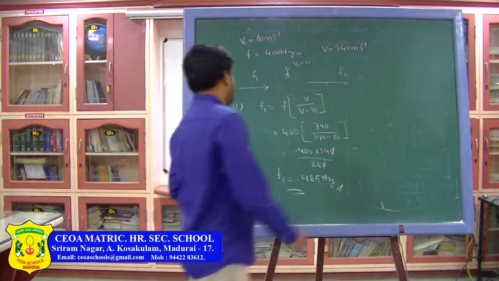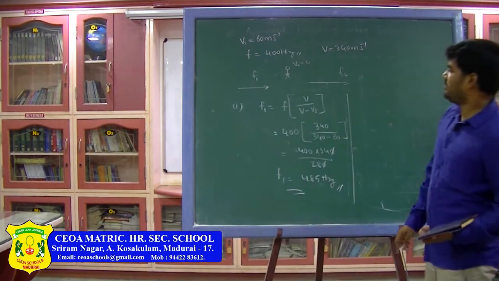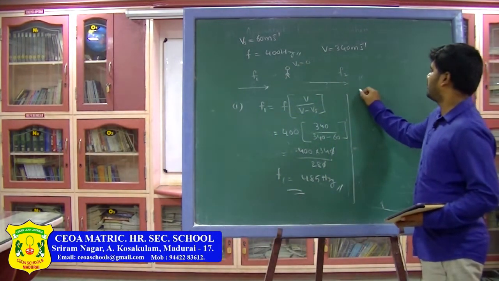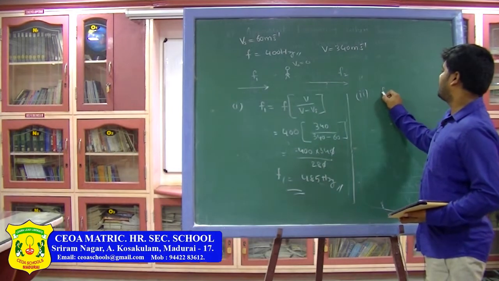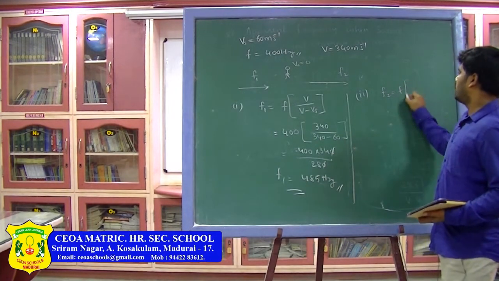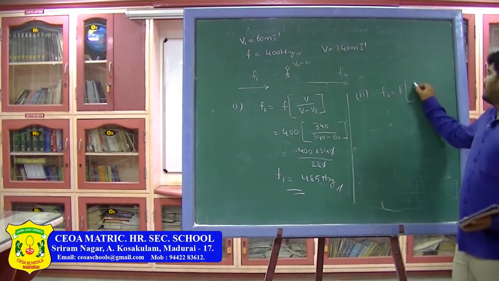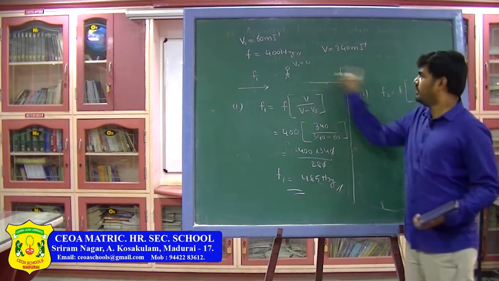That is the first problem. Now the second problem is the apparent frequency when the source is moving away from the observer, that is frequency f2 equals f into v divided by (v plus vs), because the source is moving away in the second case.